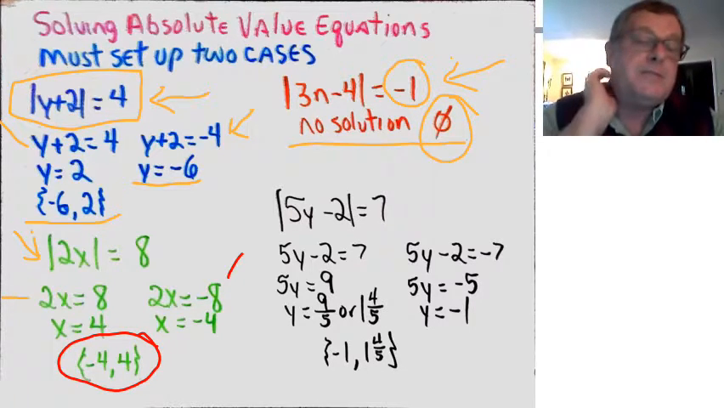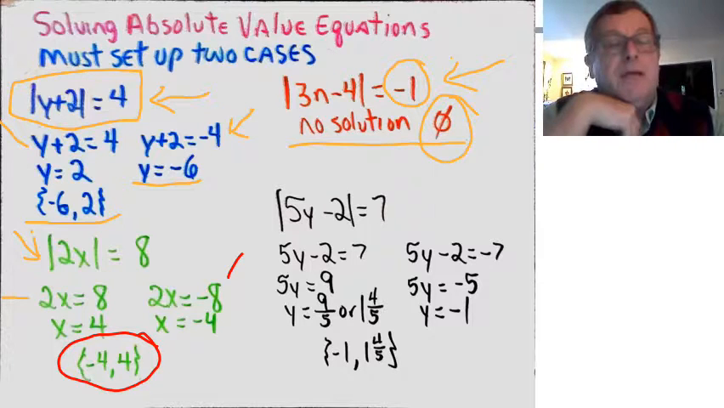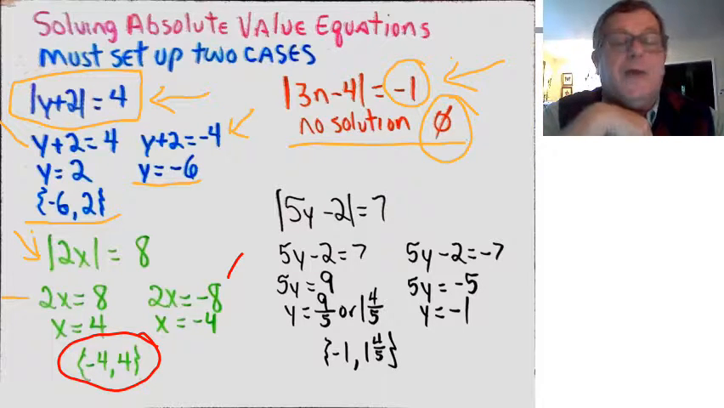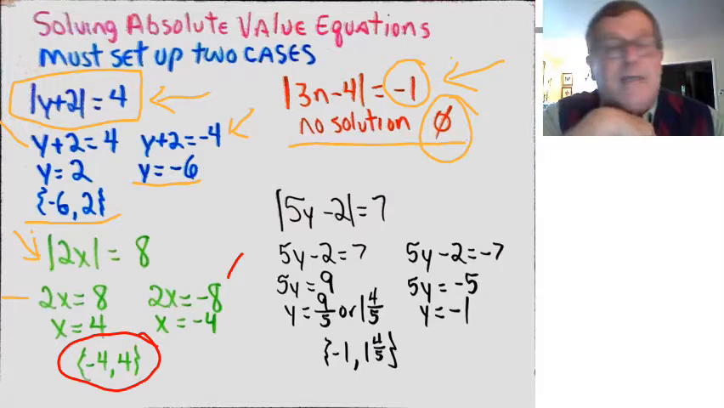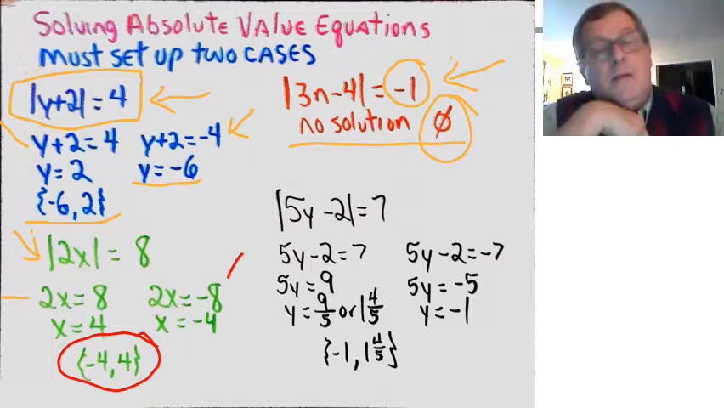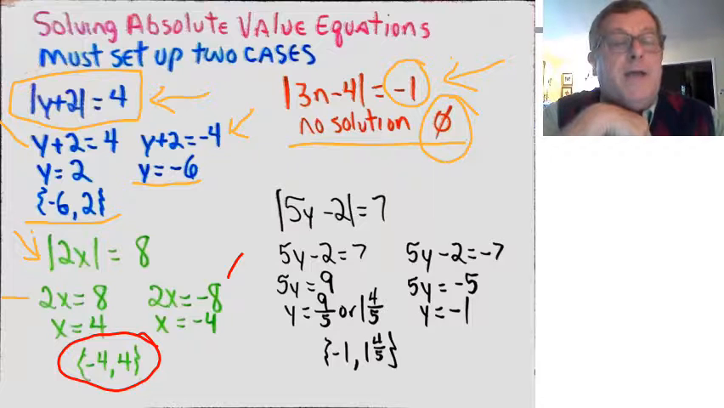So again, let's plug this back in. If I take 2 times negative 4, that is negative 8, but the absolute value of negative 8 is 8, and 8 equals 8. And if I take 2 times 4, that is 8. The absolute value of 8 is 8, and 8 equals 8.